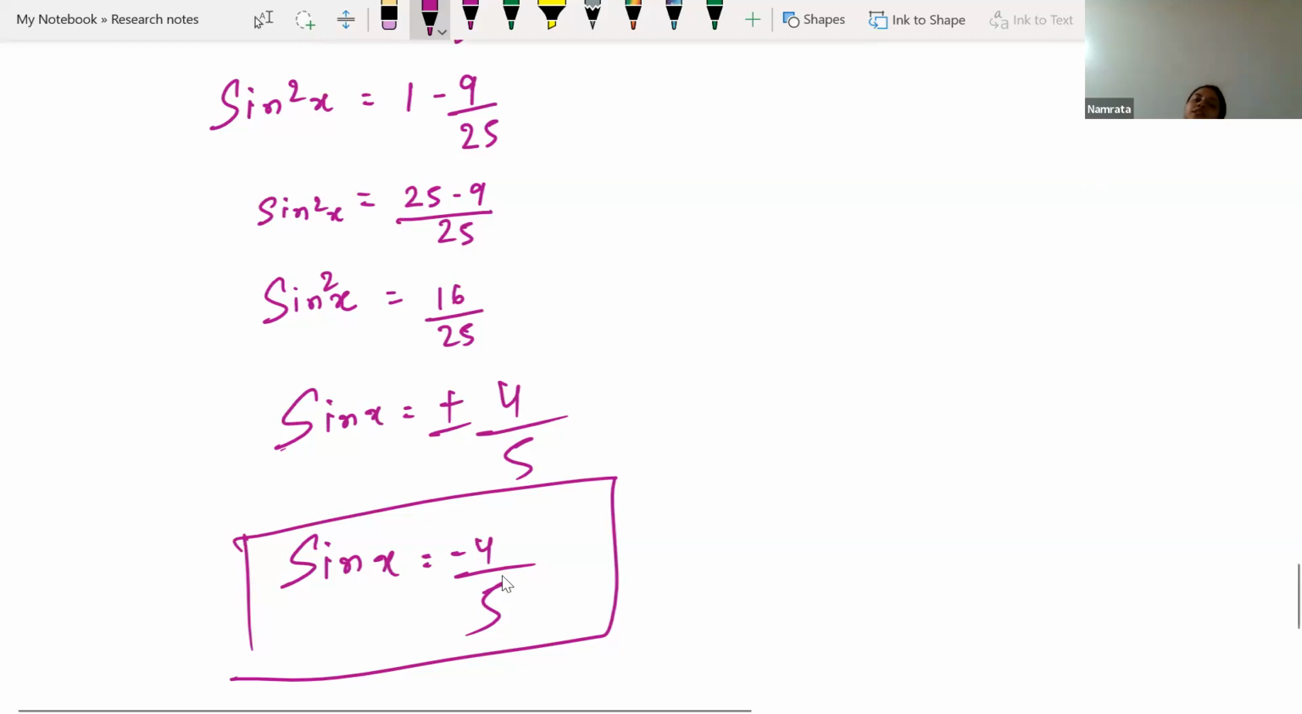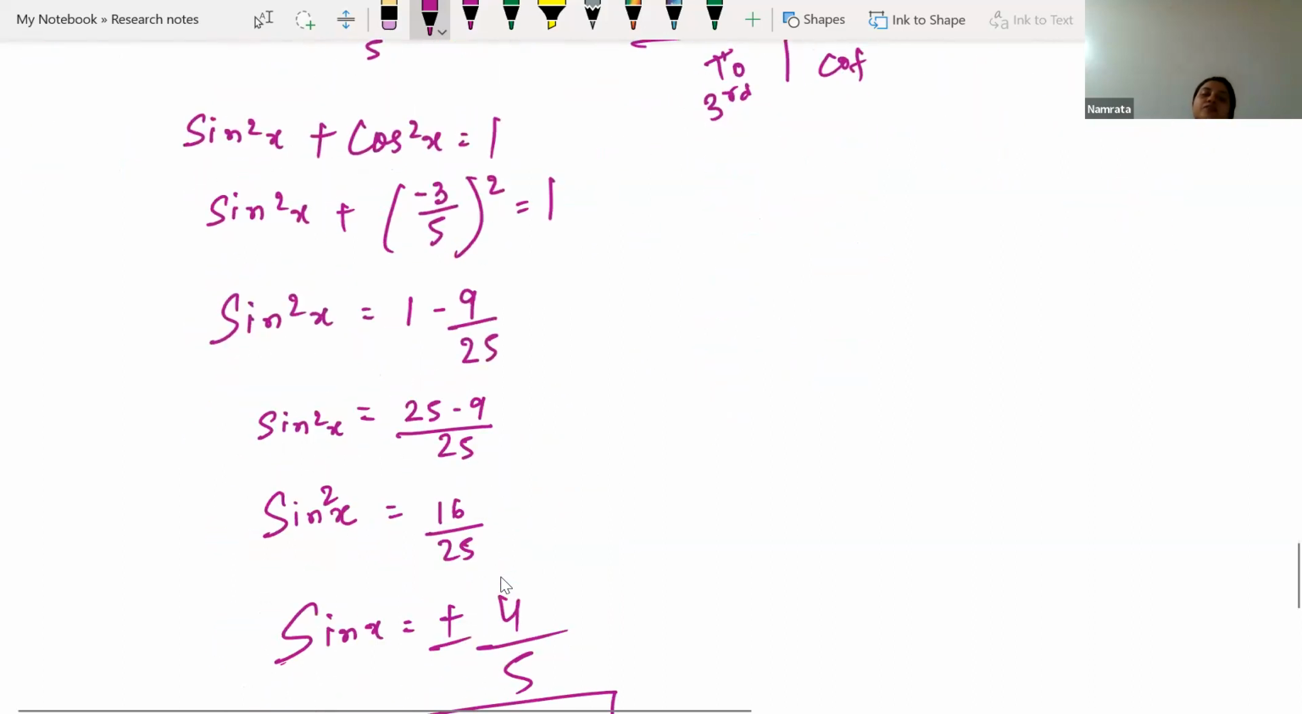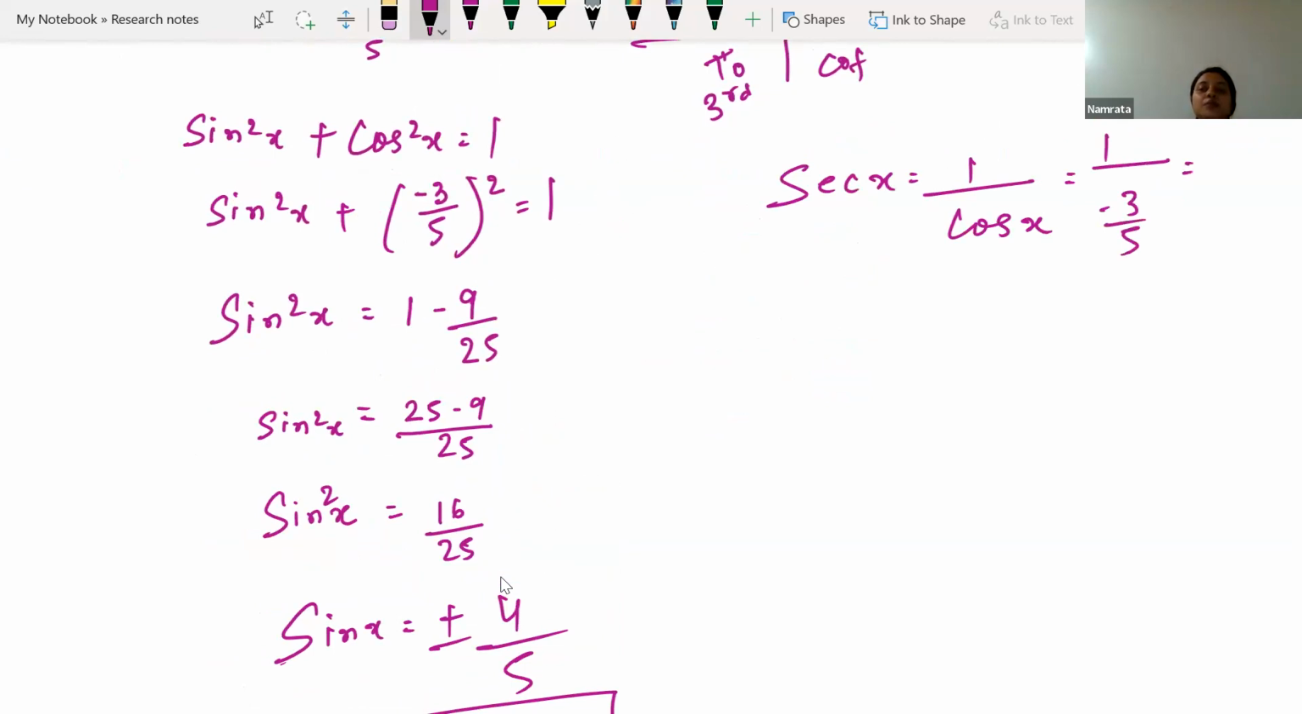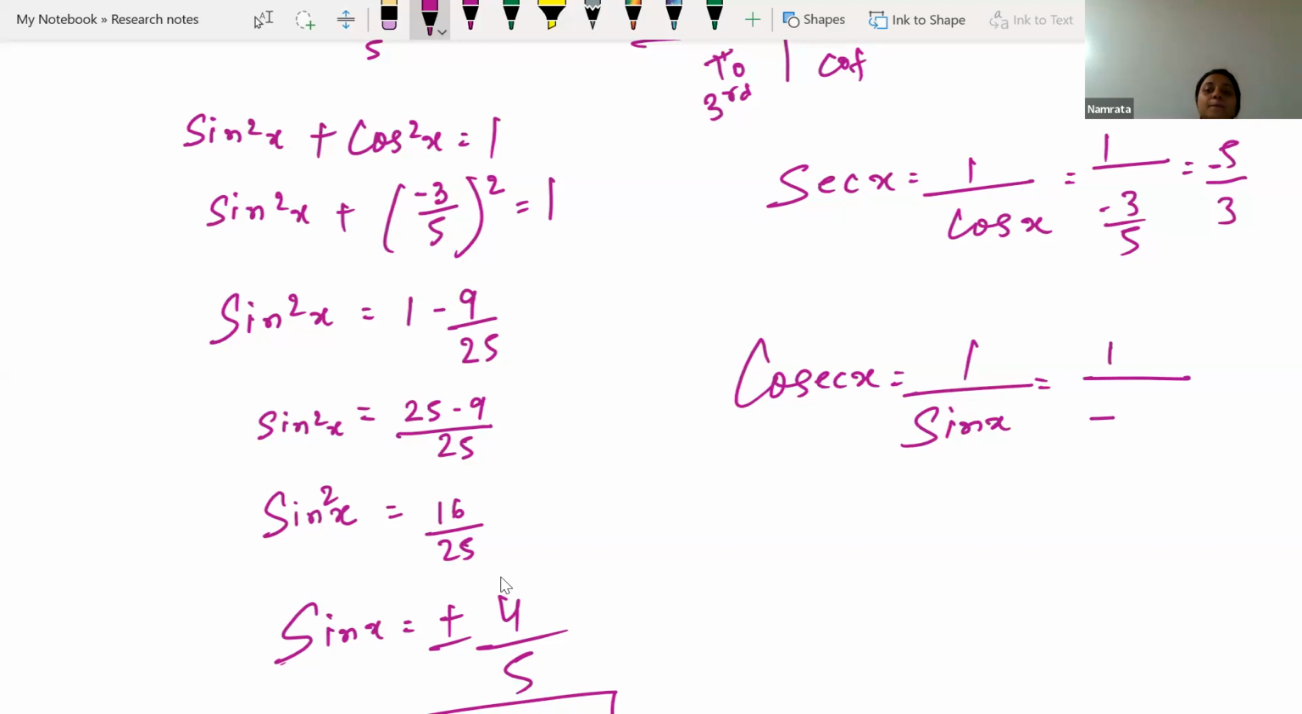Okay. Once we got sin x, we know cos x. Easily we will be able to find the other trigonometric ratios. So sec x will be 1/cos x. Cos x is minus 3/5. So 1 divided by minus 3/5 means it will become minus 5 by 3. Similarly, we will be able to find cosec x also. So 1 by sin x, and for sin x we have picked the negative value. So 1 by minus 4 by 5, and that is minus 5 by 4, the cosec x value. Okay, I'm not showing you how to do the calculation because I believe you will be able to do it by yourself.